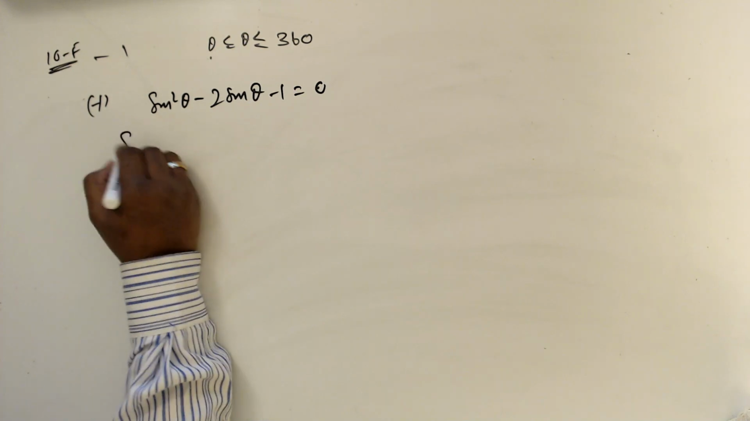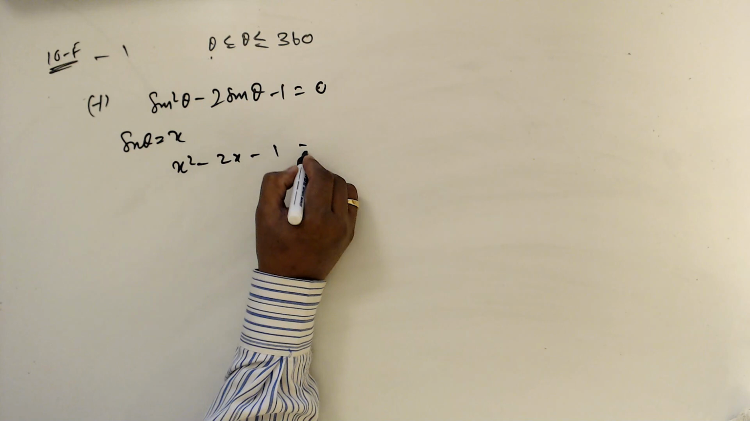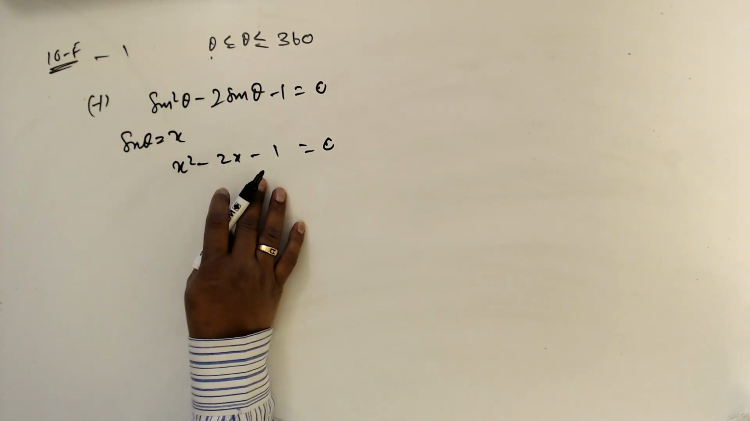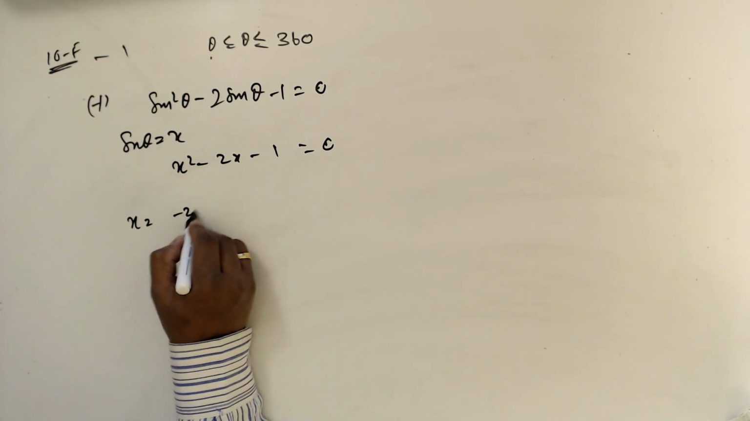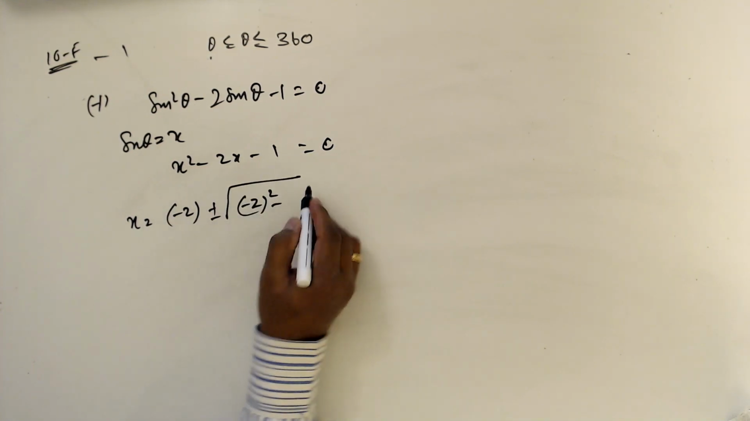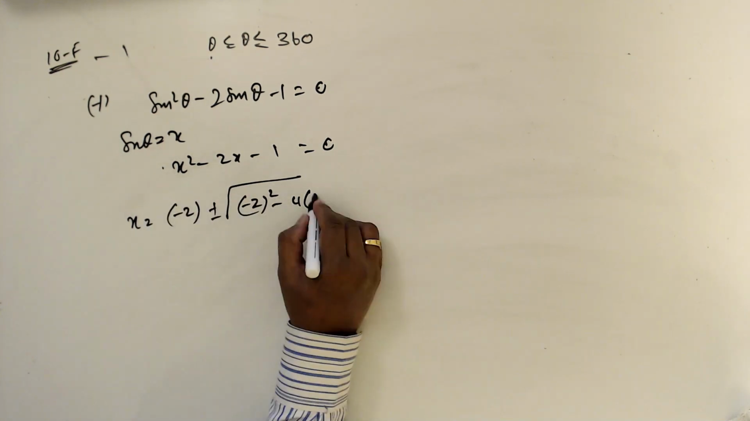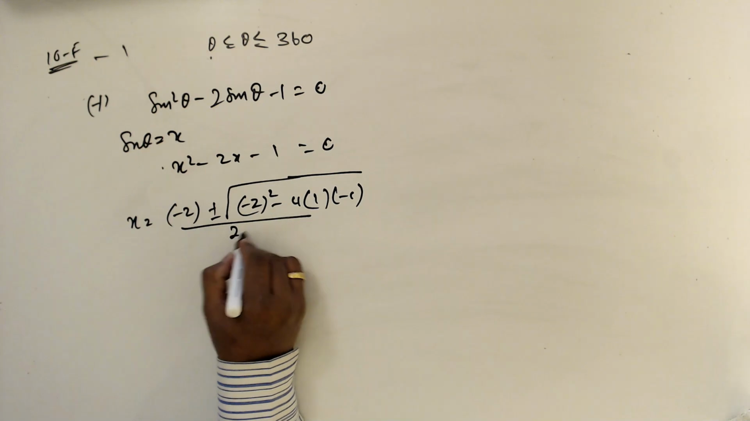Part F: sin theta equals x. This is x squared minus 2x minus 1. When you try to solve, we can't easily factorize, so we have to use the quadratic formula. x equals minus b plus or minus the square root of b squared minus 4ac, over 2a, where a is 1, b is minus 2 and c is minus 1.